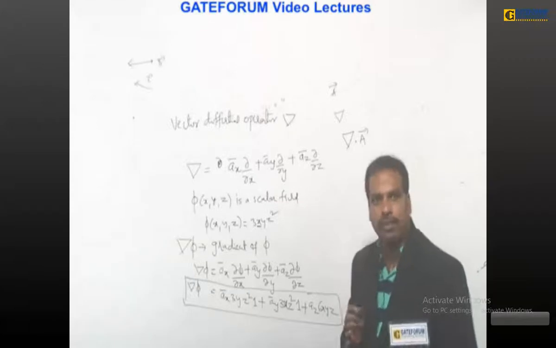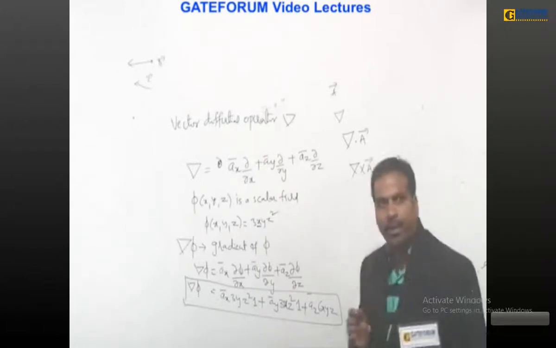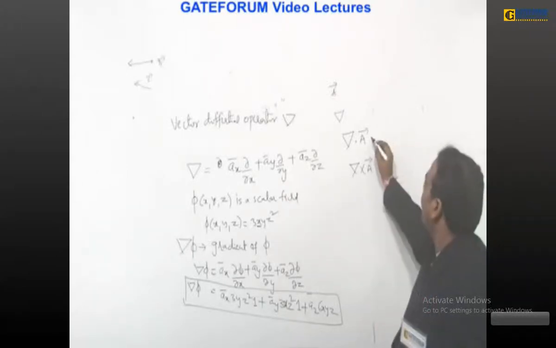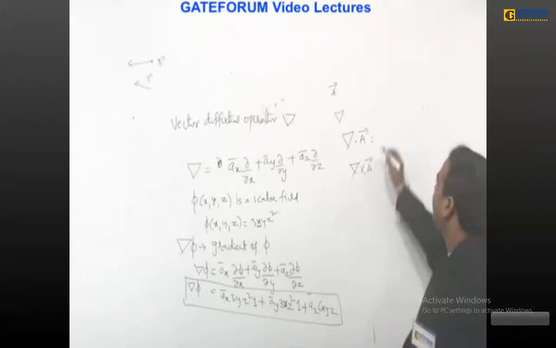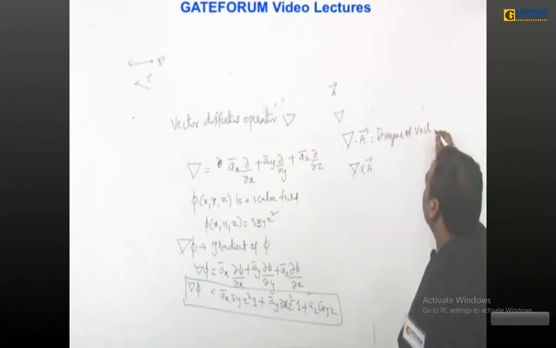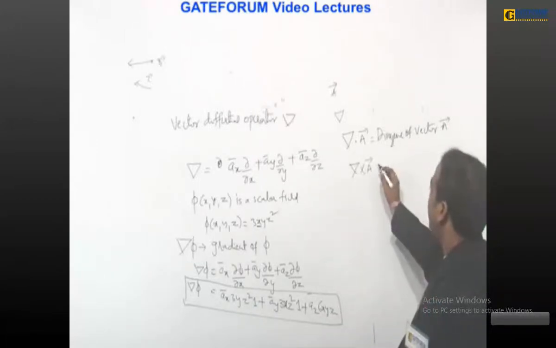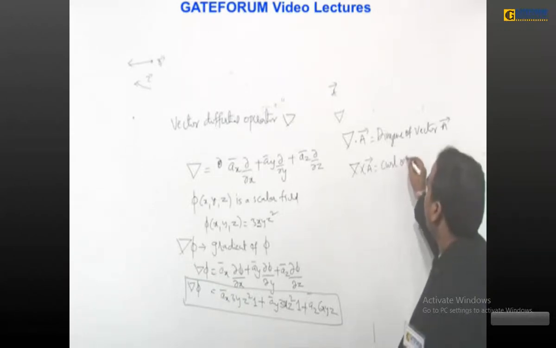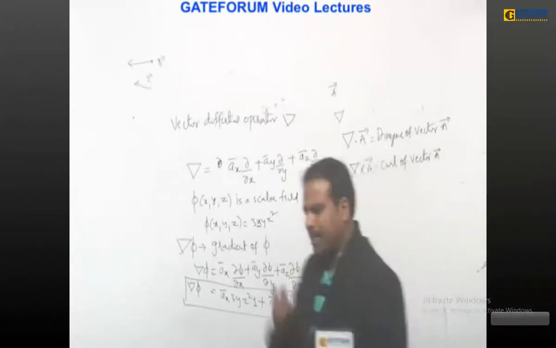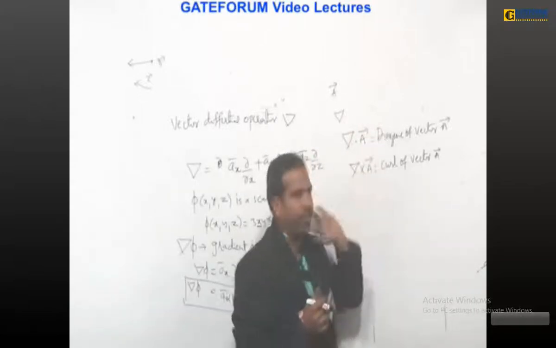Del dot of A bar is one of the possibilities. Similarly, del cross of A bar is another possible relation between del and A, especially when we go for products. Del dot of A bar is called the divergence of vector A bar. Similarly, del cross of A bar is called the curl of a vector. So we understand the names from the products: the divergence of a vector and the curl of a vector.